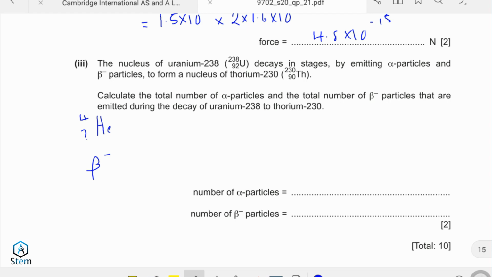Alright, there are 2 things which we can notice here. We are changing from 238 to 230. Now we know that when we have an alpha decay, the proton number of the nucleus is going to decrease by 2 and the nucleon number is going to decrease by 4. We can see a decrease of 8 in the nucleon number. So this points towards 2 helium or 2 alpha particles to be specific. And in beta minus decay, the proton number increases by 1 and the nucleon number remains the same.